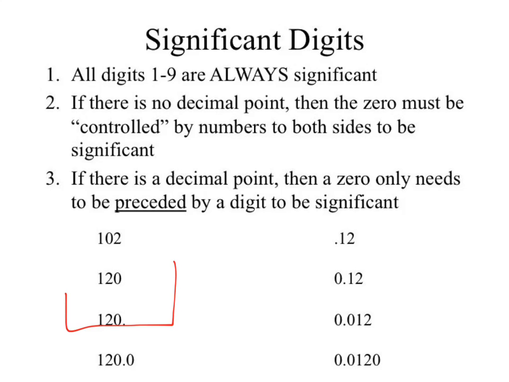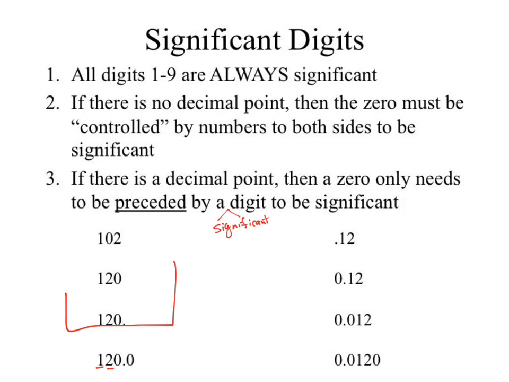So let's go through and take a look at our last number here, the 120.0. Okay, 1 and 2. The 1 and the 2 are significant, so we can identify those. The next part is the 0. To determine the significance of 0, does it count or not, we have to go back to rules 2 and 3. Rule 2 was if there is no decimal point. Do I have a decimal point? Yes. So rule 2 is irrelevant. Move to rule 3. If there is a decimal point, then the 0 only needs to have a digit in front of it to be significant. We could technically call it significant digit in front, but it doesn't matter.